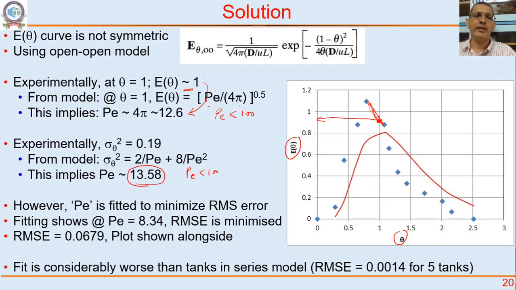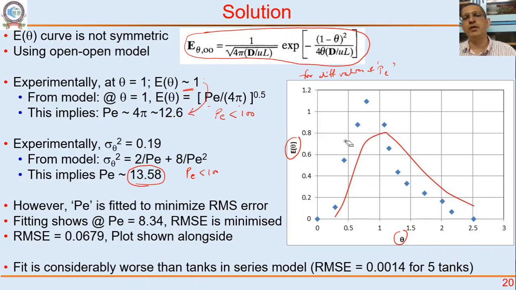So what I want you to do is plot this data, plot this E theta versus theta for different values of Peclet number, and see what value of Peclet number gives you the best fit. If you do that, you can do that in Excel, use a solver function or use an error minimization function, whatever you would like to use. You can find that this is what you will get as a fit.